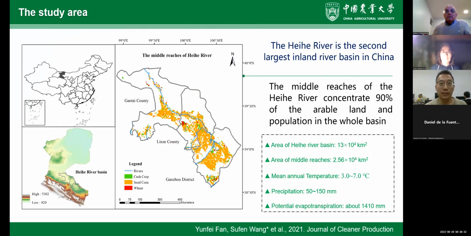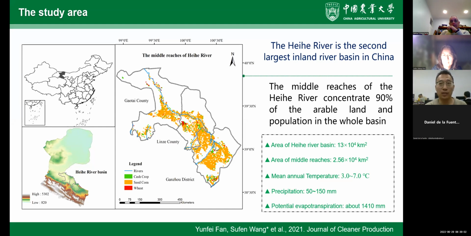We applied the CA-Jensen model to the middle reaches of the Heihe River Basin in the arid area of northwest China. The Heihe River Basin is the second largest inland river basin in China. The middle reaches of the Heihe River concentrate 90% of the arable land and the population in the whole basin. Below are some precipitation and evaporation data for the study area.